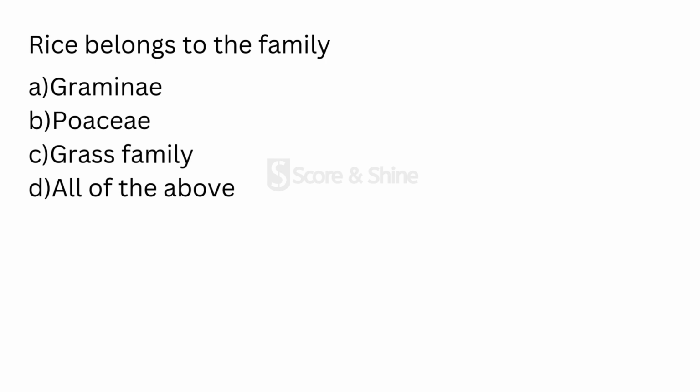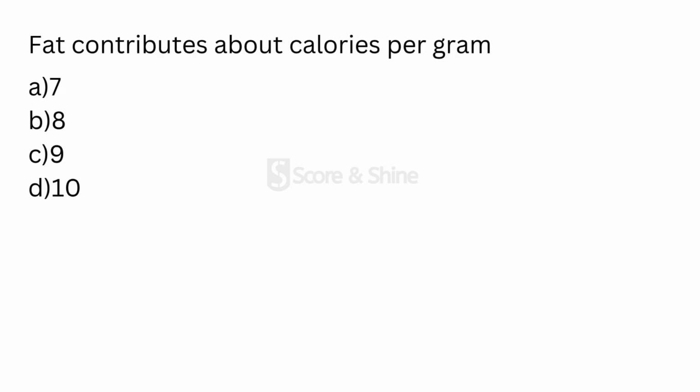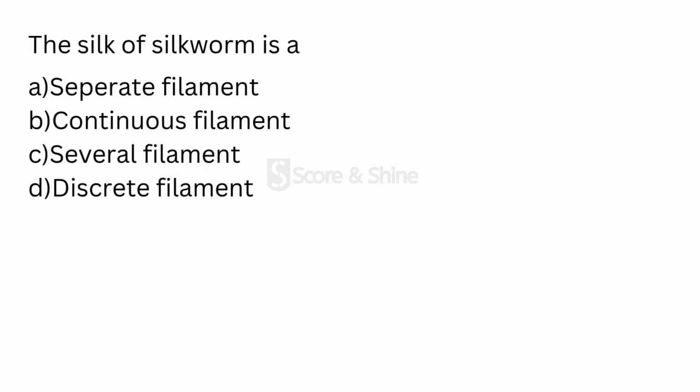And next, rice belongs to the family? So all of the above is the answer. So here Gramineae is also called Poaceae, which is also called the grass family, and hence all the above is correct. And next, fat contributes about how many calories per gram? So the correct answer is 9 calories per gram. And next is, the silk of silkworm is a? So it is a continuous filament.